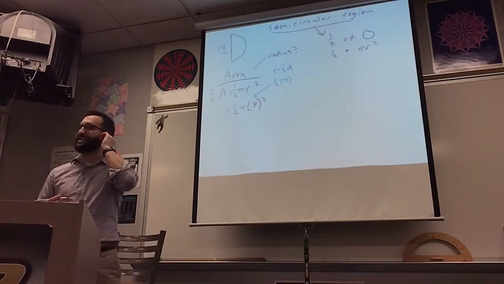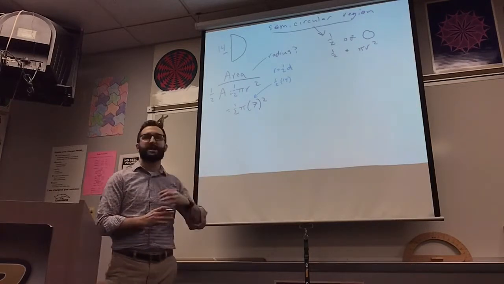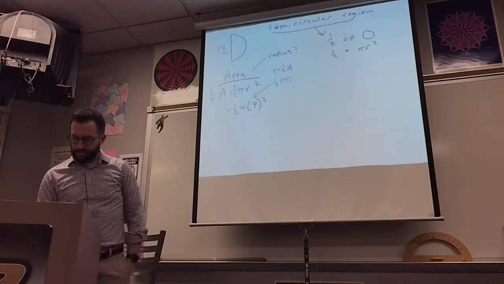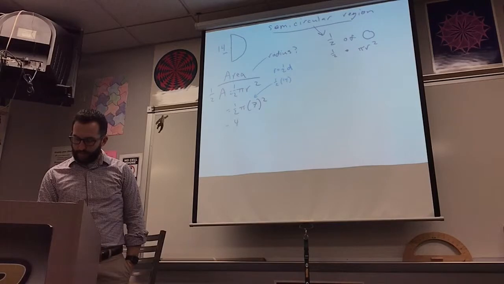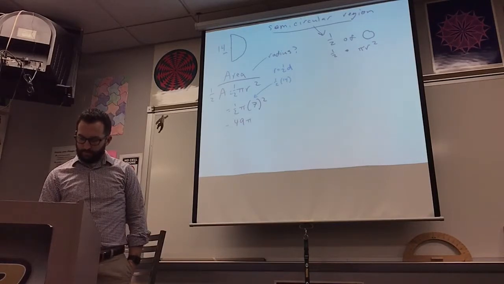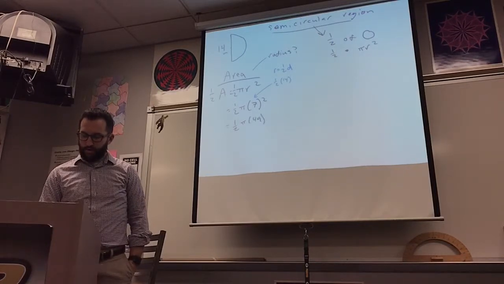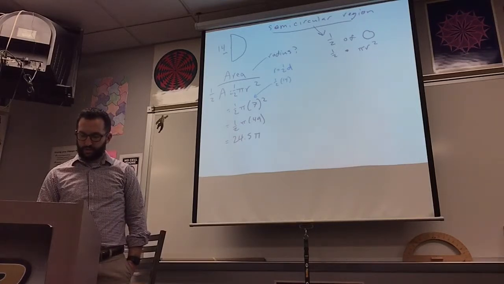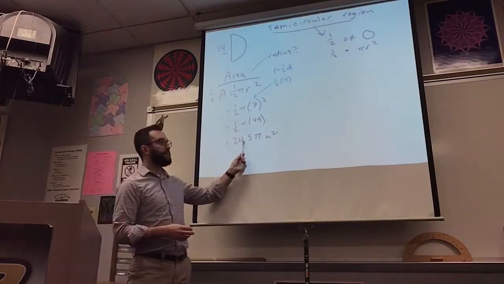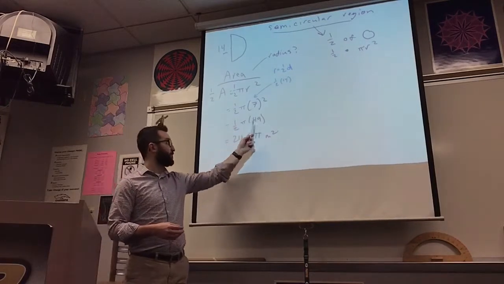Hey, this is circles revisited because we did not do well on this exact problem. Okay? So this equals 49 pi, sorry. 1/2 pi 49, which is 24.5 pi meters squared. Where did the 24.5 come from? Half of 49.